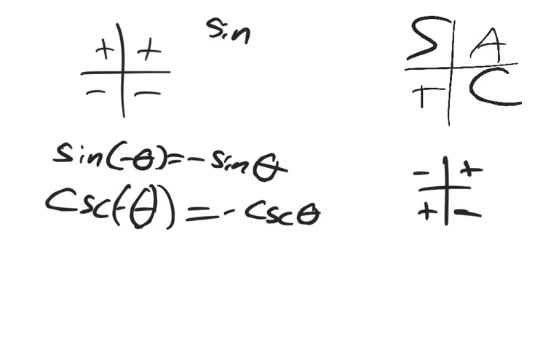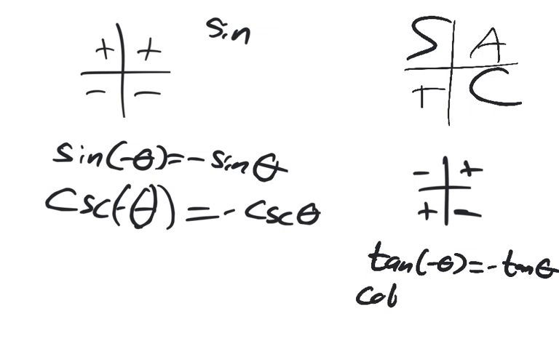Now think about that same thought experiment. If I rotate in the positive direction, tangent would be positive. If I rotated the same angle but in the negative direction, it would be negative, opposite sign. If I rotated into the second quadrant, tangent would be negative. If I rotated the opposite direction, I would be in the third quadrant where tangent is positive. You see the pattern continuing: it's just opposite sign depending on where I rotate. This is why tangent of negative theta equals negative tangent of theta, and cotangent of negative theta equals negative cotangent of theta.